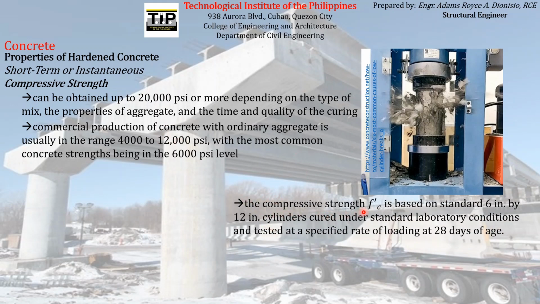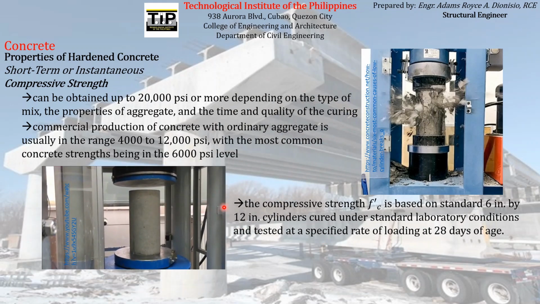The compressive strength FC prime, or F prime C, whatever you want to call it, is based on standard 6-inch by 12-inch cylinders cured under standard laboratory conditions and tested at a specified rate of loading at 28 days of age. So can we know the compressive strength of a particular concrete, the FC prime? Usually we make a concrete cylinder with a dimension of 6-inch diameter. Since it is a cylinder, the cross-sectional area is circular, and usually it has a diameter of 6-inch or 150 mm and a height of 12-inch or 300 mm.